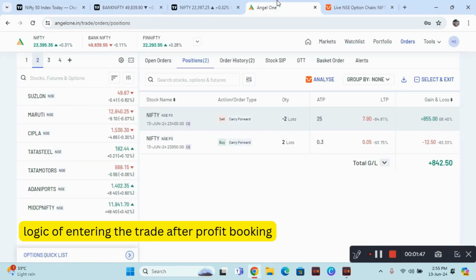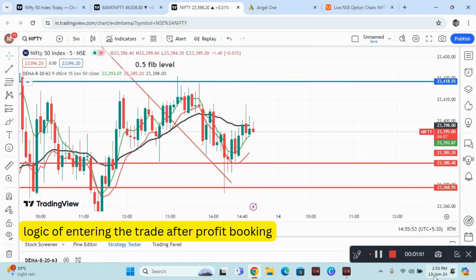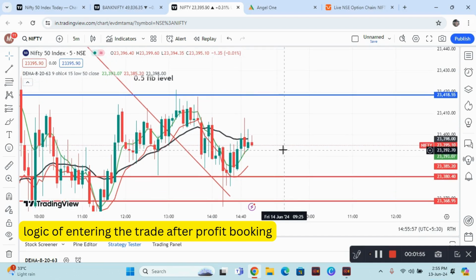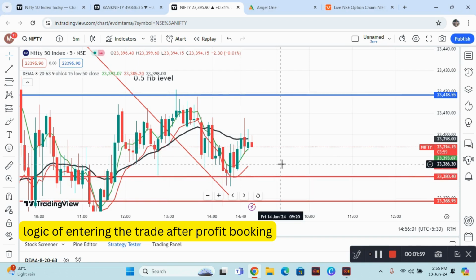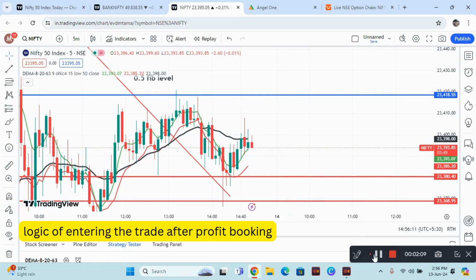Friends, the profit is 842 rupees, and you can see the time is 2:55. Only 20 minutes remaining. I'm in the mid. If the market goes below, I will get all the theta. Otherwise, if it goes up, I will lose this profit. So it's very risky. Now I will decide what to do.